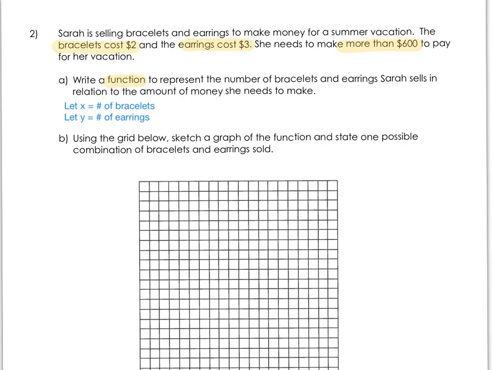Then I'm ready to write my inequality showing that Sarah is selling them and she needs to make more than $600. So if she sells the bracelets at $2, that's 2 times the number of bracelets she sells, x, plus the $3 for the earrings, so 3y, $3 per earring pair. And then it's just, she has to make more than, so greater than the $600, not equal to, because they said she has to make more than $600 to pay for her vacation. So that's my inequality. Now I'm ready to take this and move down to graph it on the grid below.